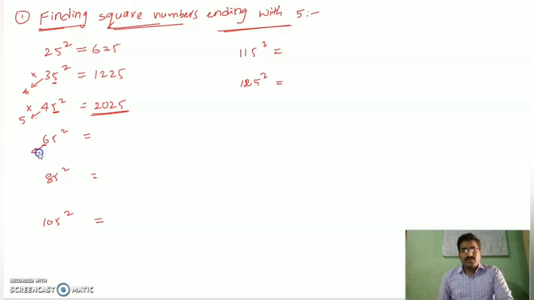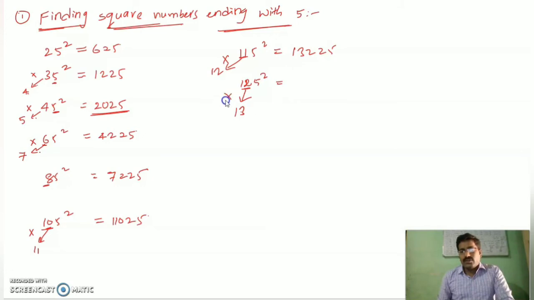65 square value, how much? After 6, 7 will come. 6 sevens are 42, 25. After 8, 9 will come. 8 nines are 72, 5 square 25. After 10, 11 will come, so 10 into 11 is 110, 25. 105 square value is 11025. After 11, which number will come? 12. 11 into 12 how much? 132, 5 square 25. After 12, which number will come? 13. 12 into 13 how much? 12 tens are 120, 12 threes are 36, 120 plus 36 is 156, 25.